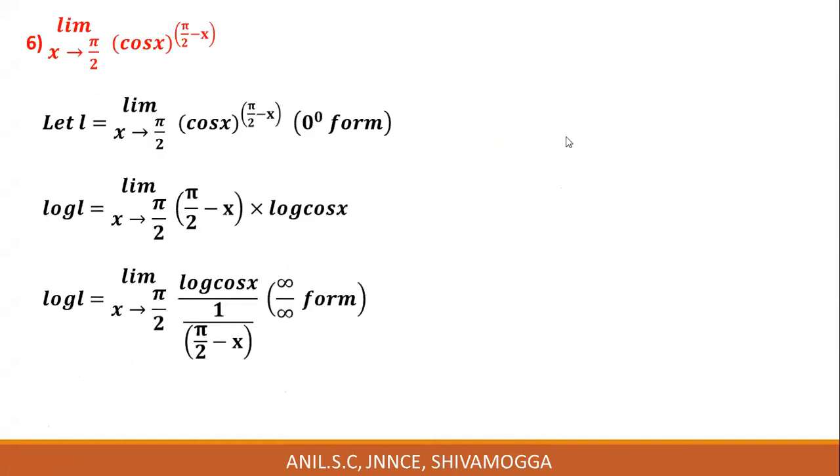Right. Limit x tends to pi by 2 of cos x to the power pi by 2 minus x. Let this be L. That is, L is equal to limit x tends to pi by 2 of cos x whole power pi by 2 minus x. Try to identify the indeterminate form.